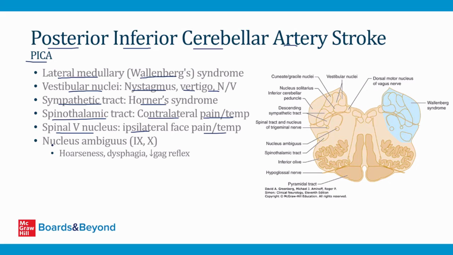And then finally, in the lateral medulla, in a lateral medullary syndrome, you can get damage to the nucleus ambiguus, which is a combined nucleus that has fibers related to cranial nerves 9 and 10. So damage here can lead to hoarseness, dysphagia, and loss of the gag reflex.